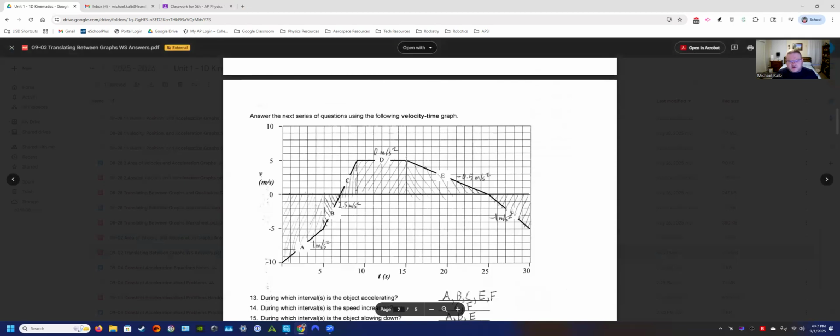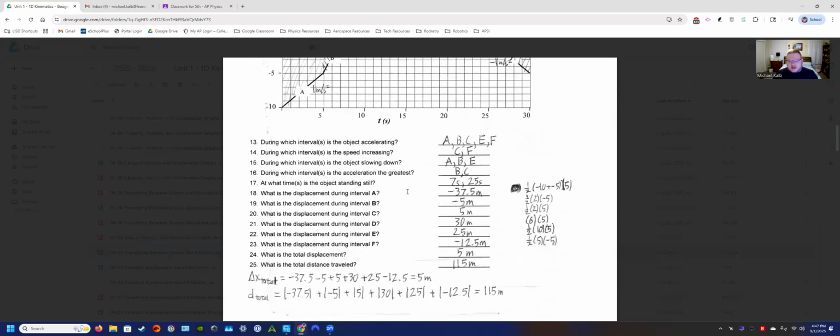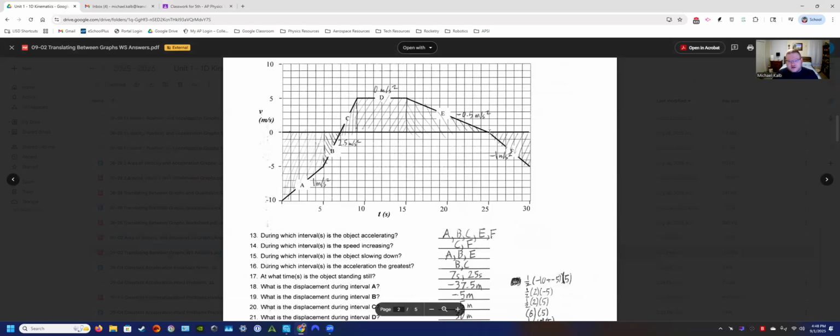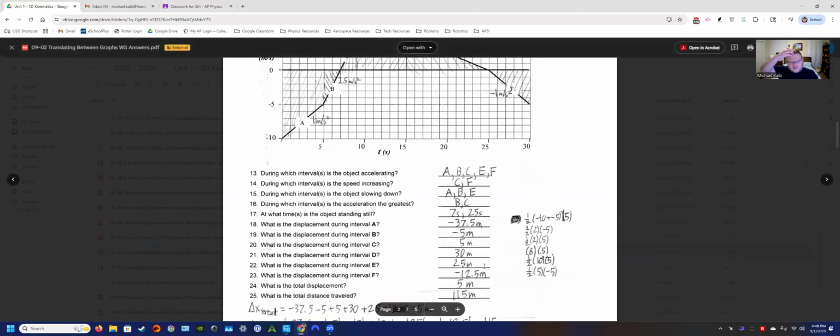During E, if we draw a line down here, we've enclosed a triangle. It has a base of 10 and a height of 5. So 1/2 times 10 times 5 is 25 meters. And then during F, this is a triangle with a height of -5 and a base of 5. So that's 1/2 times 5 times -5, or -12.5.